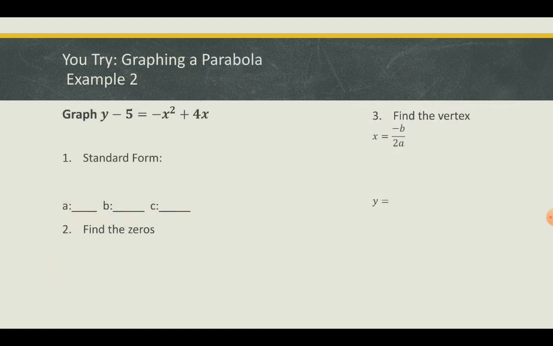Okay, you can try. First step is to put it in standard form. Then you want to find your A, B, and C value. Then you want to find your zeros. Remember, you can either factor or use the quadratic formula. Then find your vertex, which means you have to find the x value using negative b over 2a, and then plug in that x value into the original equation to find the y. Go ahead and give it a try.